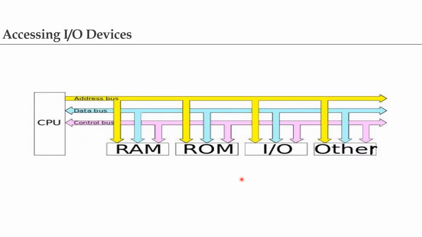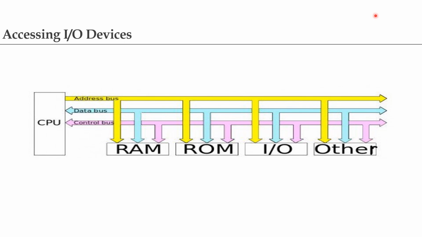A system bus or expansion bus comprises three kinds of buses: data bus, address bus, and control bus. The command to access the memory or the input-output device is carried by the control bus. It is unidirectional from the CPU to all other components.